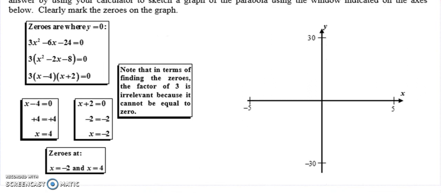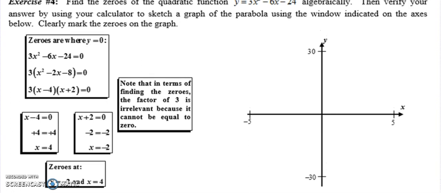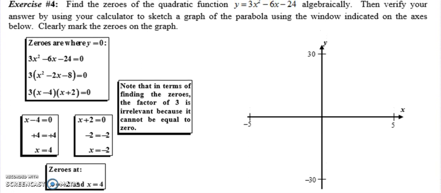Okay, so quickly, what you're going to do is put the quadratic in your calculator. Use these tables, or these windows, and graph it and see what happens and see if it verifies these. So do that now. So hit pause and I'll show you what your graph should look like.